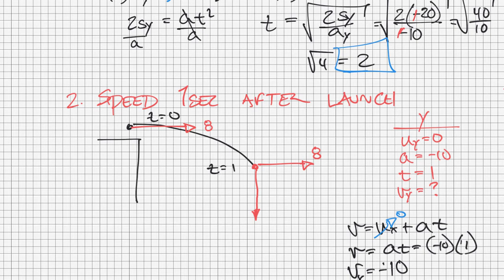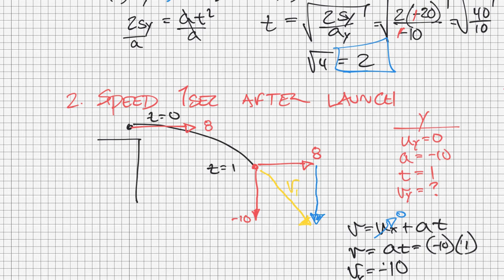So this arrow here is -10, right? So my ball, 1 second in the air, is traveling horizontally at 8, vertically at -10. So what is the actual speed of it? And so to do that, we have to add these two vectors. So I'm going to add the vectors head to tail and get my total.